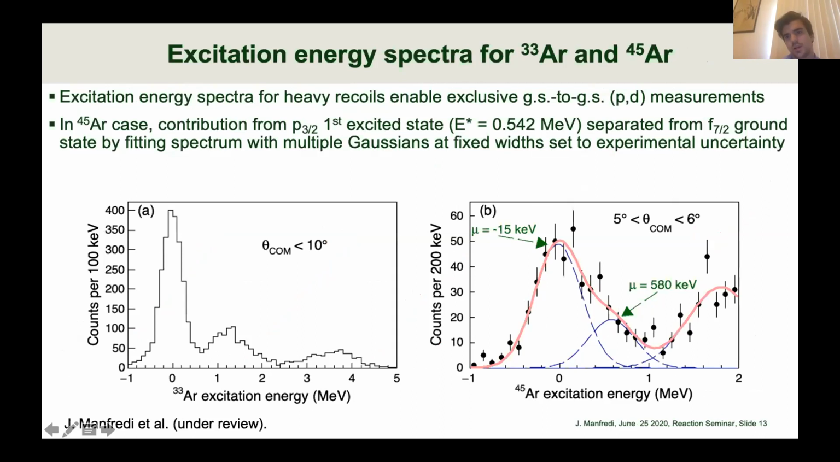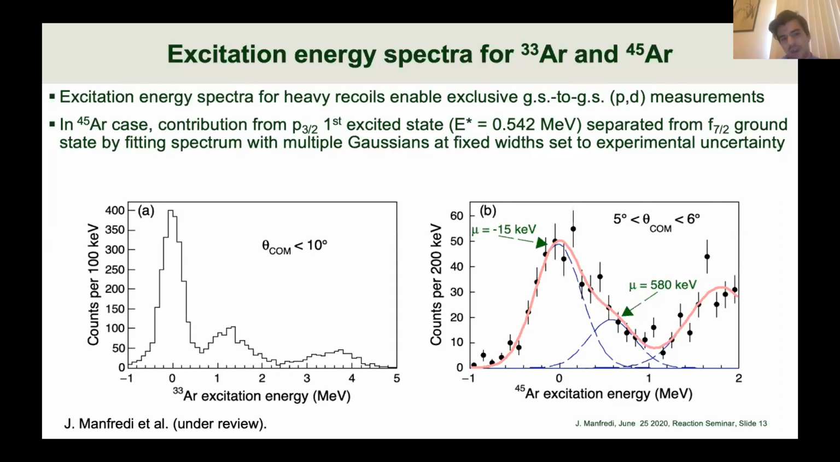So here I show the excitation energy spectra for both the argon-33 and argon-45 recoils for the ground state. So this allows us to gate on the reaction channel we're interested in, which is the ground state to ground state PD. On the left is the argon-33 excitation energy spectrum, which is pretty easy to deal with. The first excited state isn't until about 1.359 MeV. So we have this very prominent ground state peak. So we can very easily gate on this, integrate it to get our angular distribution.